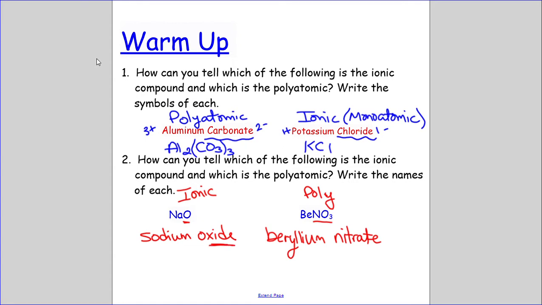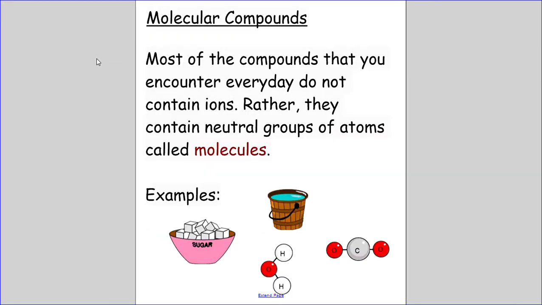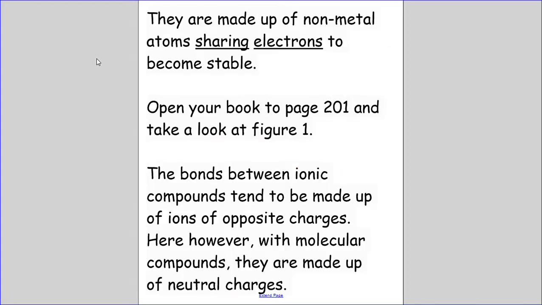So that recaps our monoatomic and polyatomic ionic compound groupings, which lets us start to move ahead into molecular compounds. Most of the compounds that you encounter every day actually don't contain any ions at all. Rather, they're neutral groups of atoms called molecules. Things like sugar, water, and carbon dioxide are all different examples of molecular compounds.